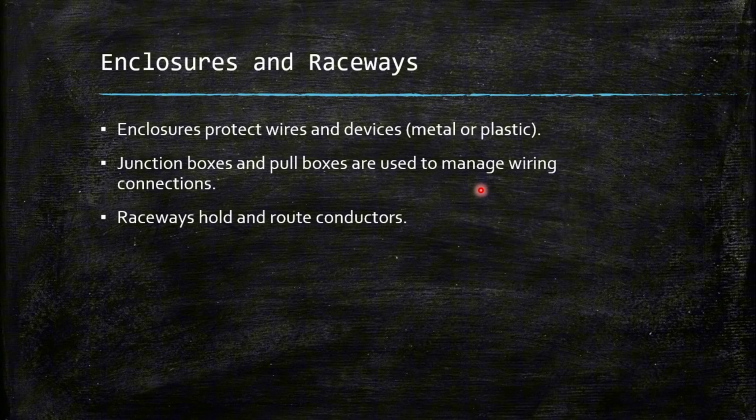Next, we have enclosures and raceways. To protect wires and devices, we use enclosures like junction boxes and pull boxes. Conductors are routed through raceways and conduits, which come in different types: rigid metal conduit, electrical metallic tubing, intermediate metal conduit, non-metallic, and liquid-tight flexible conduit. Applications may vary depending on location and Philippine Electrical Code standards.